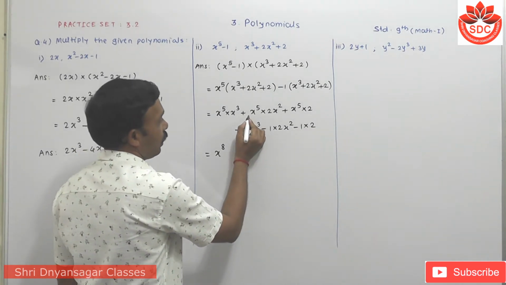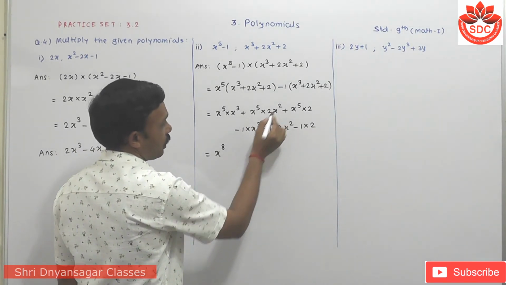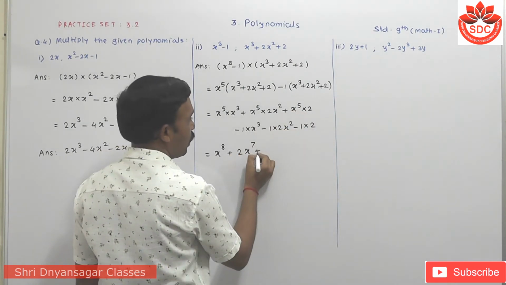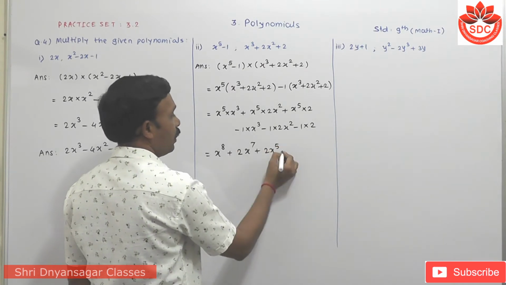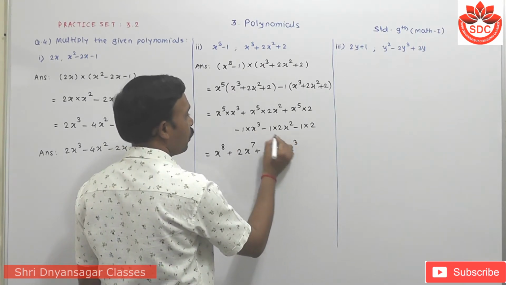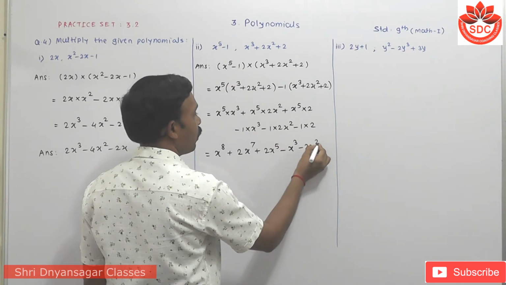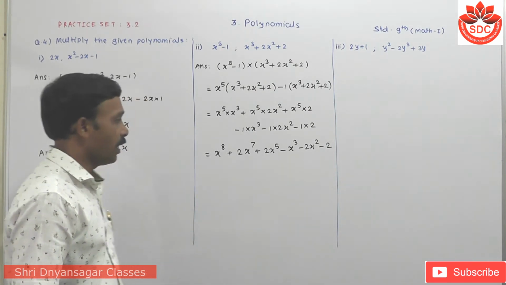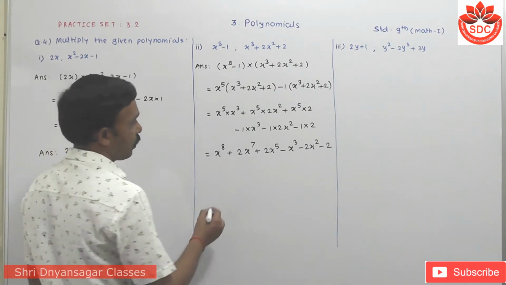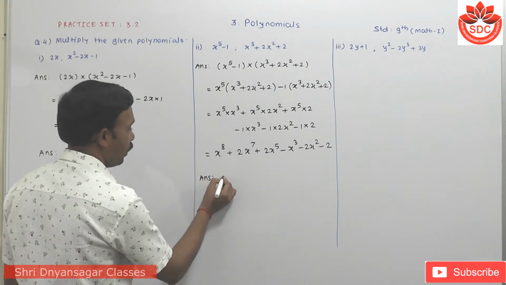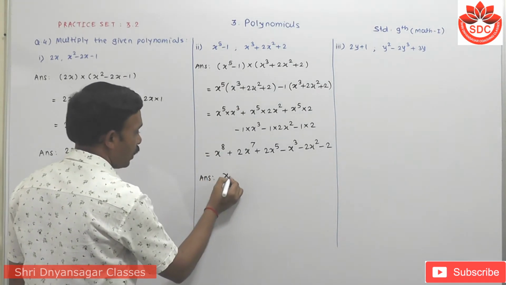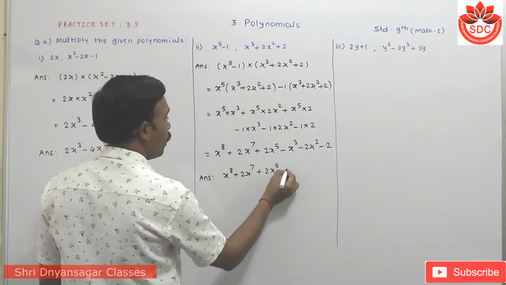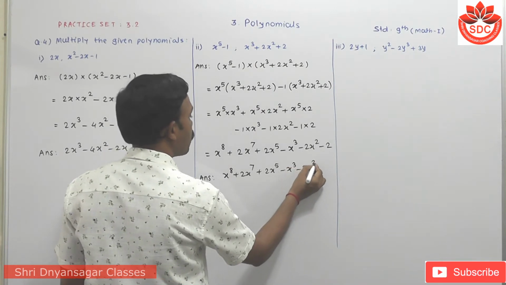Then by using laws of indices we get x raised to 8. Then x raised to 5 into 2x square becomes 2x raised to 7, plus 2x raised to 5, then minus x cube, minus 2x square, and minus 2. Now students, this is already in standard form, so this is our answer. The product of these two is x raised to 8 plus 2x raised to 7 plus 2x raised to 5 minus x cube minus 2x square minus 2.